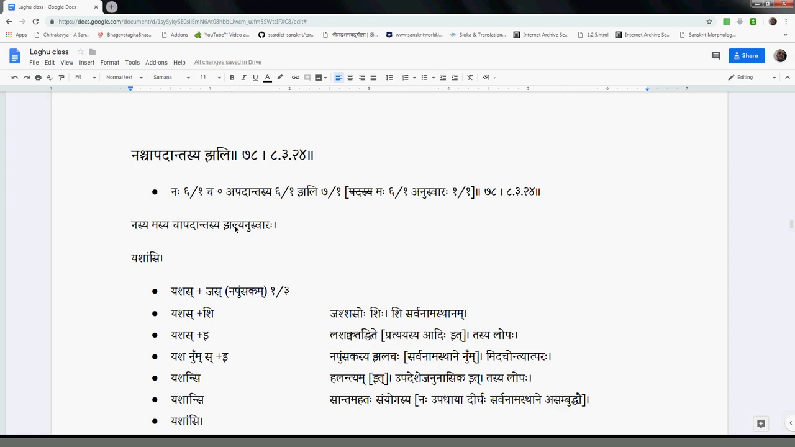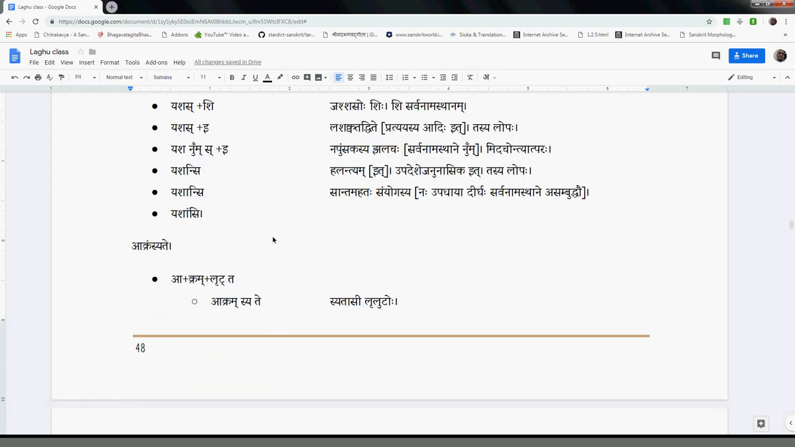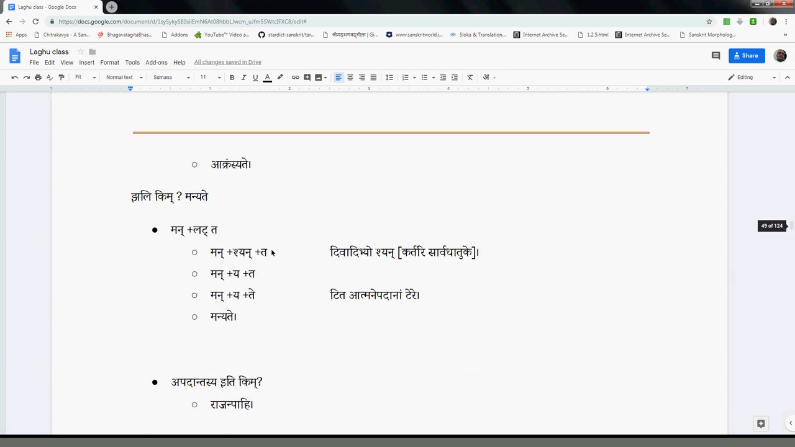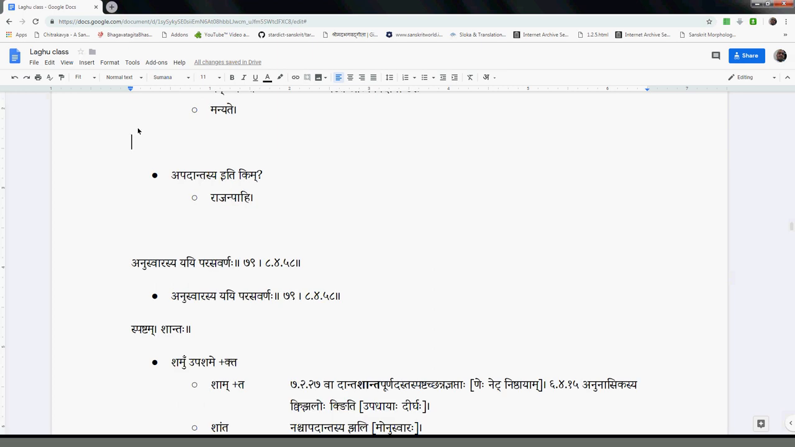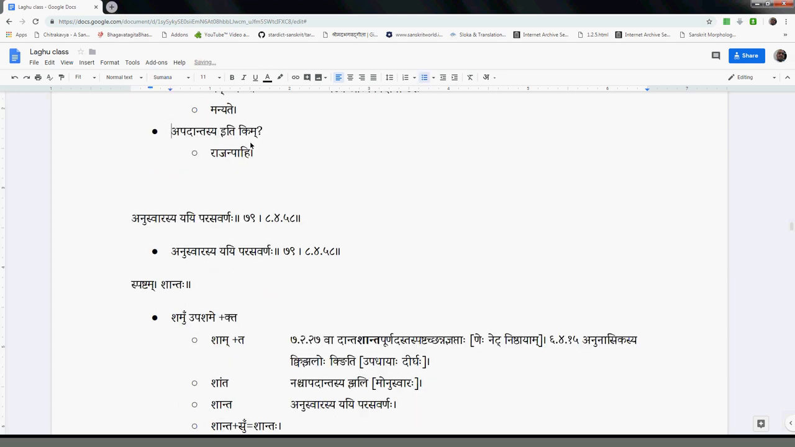Now, jhali iti kim has been questioned. Apadanta is also there in the sutra. Therefore Kashikagara asks a counter example as to why apadanta is mentioned. Apadantasyetikim, there he gives example of Rajan Pahi. Nakara, Rajan, hey Rajan. Hey Rajan Pahi.